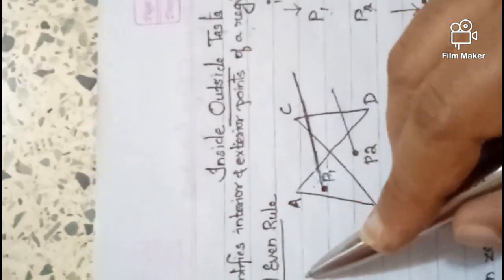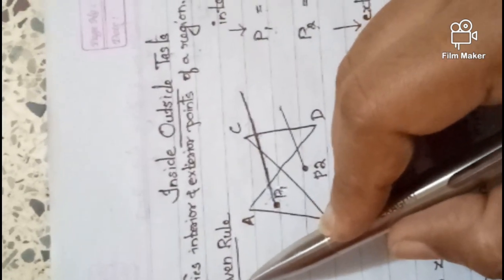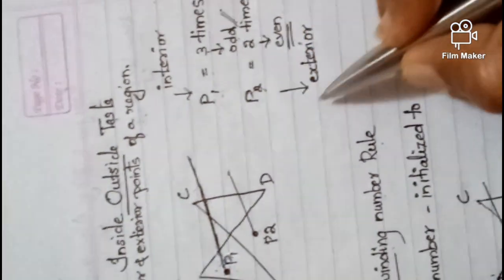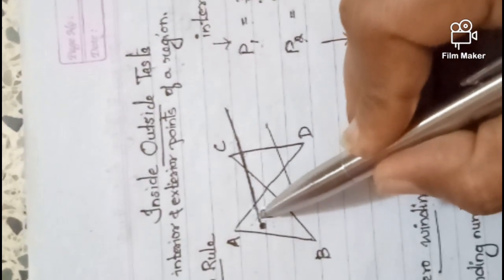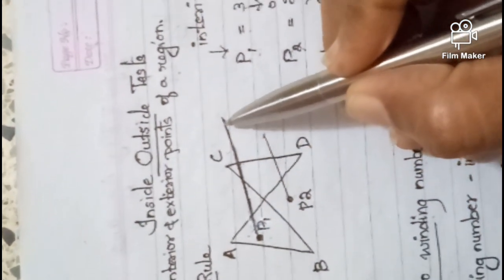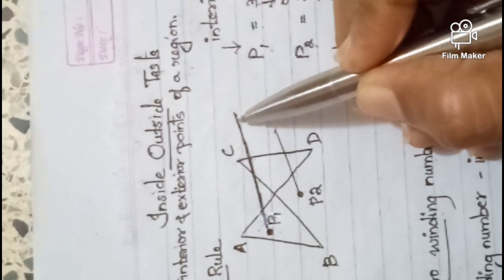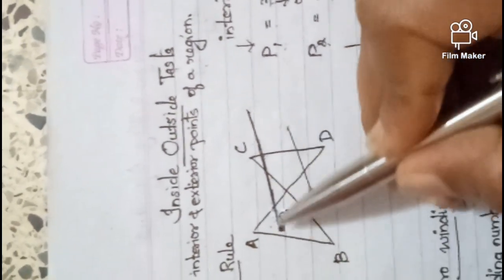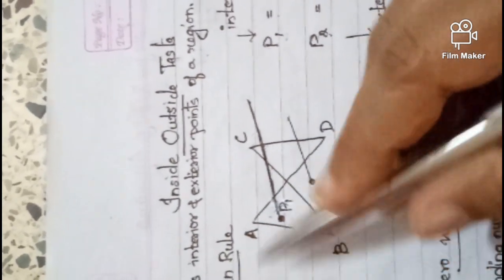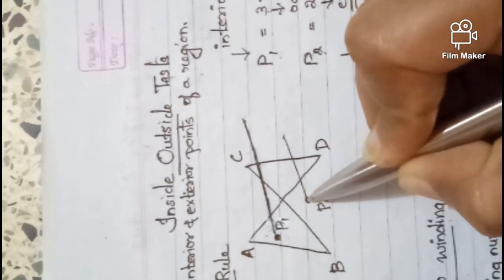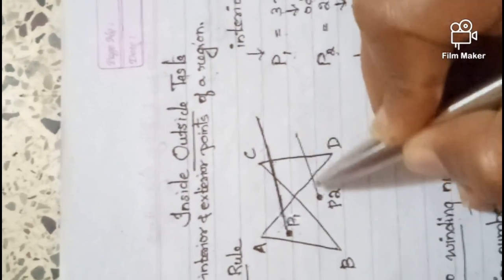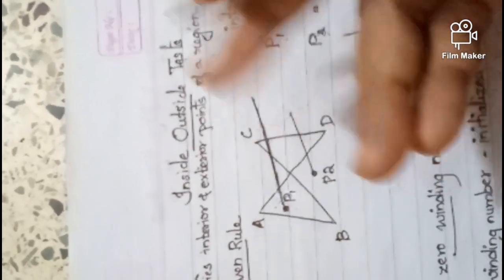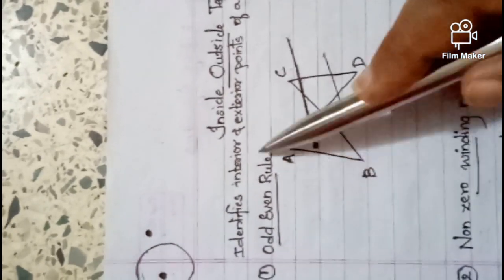Again the rule says if the straight line from a point crosses the boundary an even number of times, then it is an exterior point. So altogether, when a line drawn from a point crosses the edge boundaries an odd number of times, that point is an interior point, and if it crosses the edge boundaries an even number of times, then that point is an exterior point. So simple. This is all about the odd-even rule.